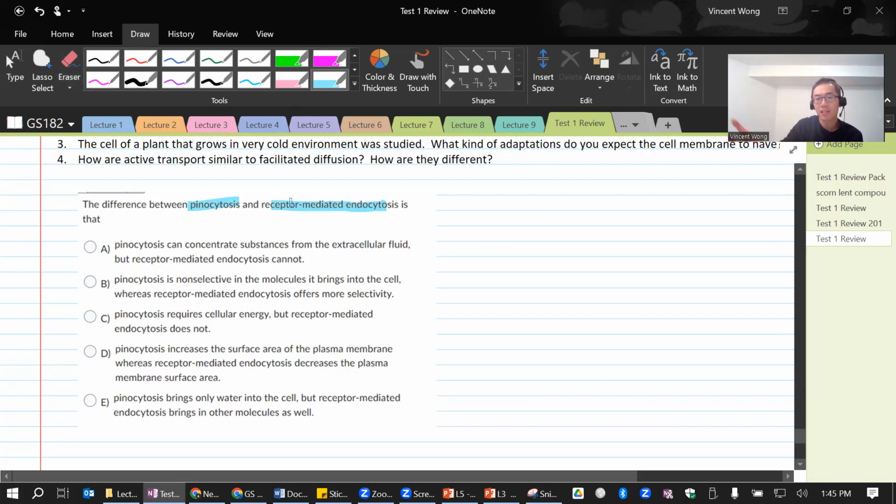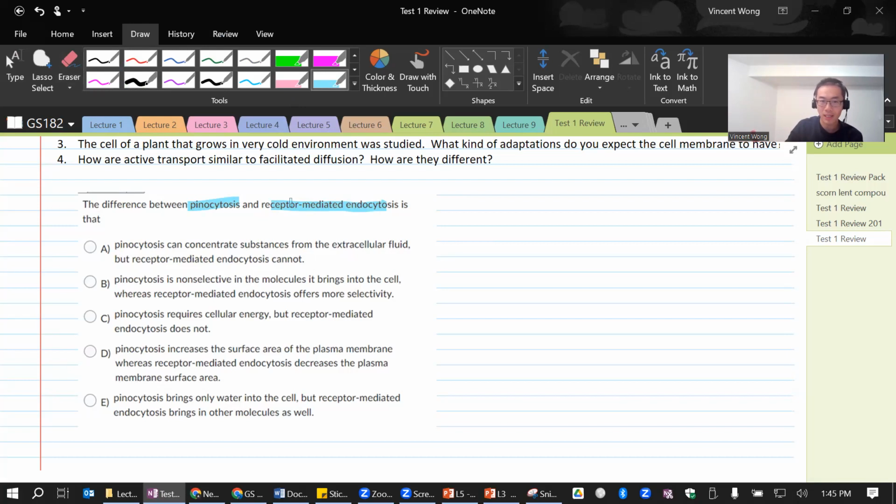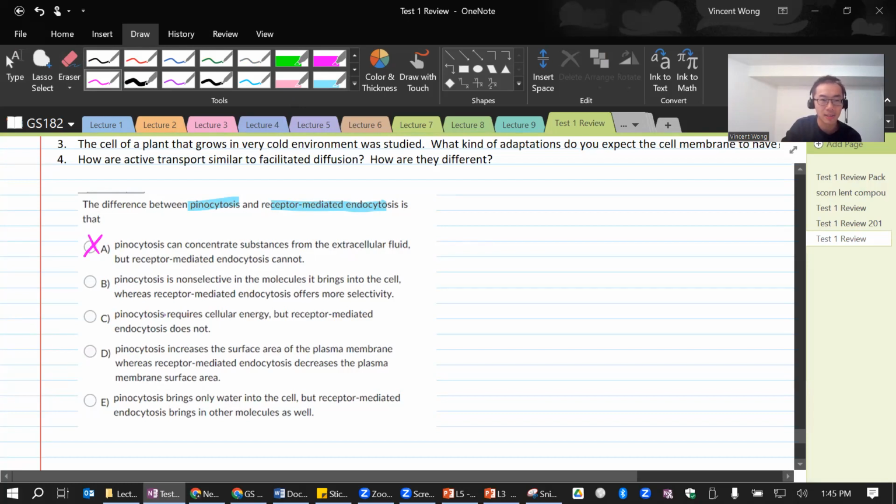Well, in both cases, you're bringing things in. You're selectively bringing certain things in, choosing a particular thing to bring into the cell. And anytime you choose something to put it aside, you're essentially concentrating it. So that's not the answer. Pinocytosis is non-selective in the molecules it brings into the cell, whereas receptor-mediated endocytosis offers more selectivity. That's exactly what I described to you just before. Let's see why the other ones are wrong.